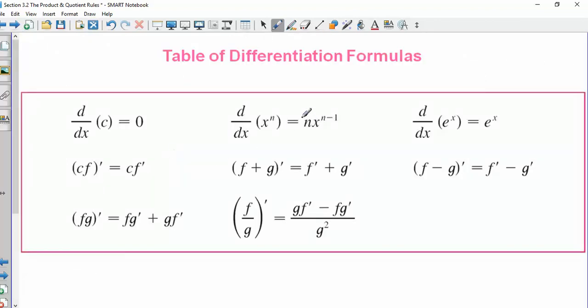The next slide is just a summary of what we have done with derivatives so far. So derivative of a constant is 0. We know if we have x to a power, the power comes down, subtract 1. Derivative of e to the x is still e to the x. If you have a constant, you can pull it out. If you're adding, subtracting, you can do one at a time. Multiplying, we have product rule. Dividing, we have quotient rule. So this is what we have learned about derivatives so far.